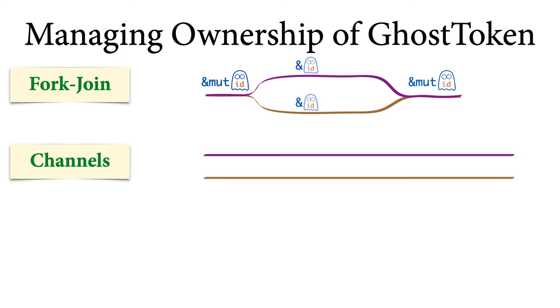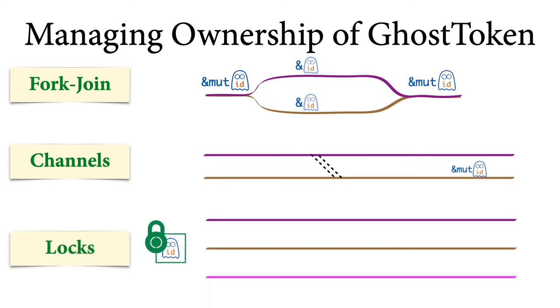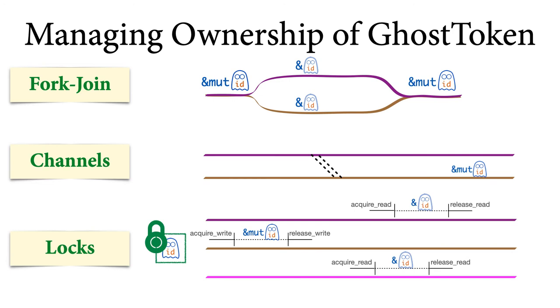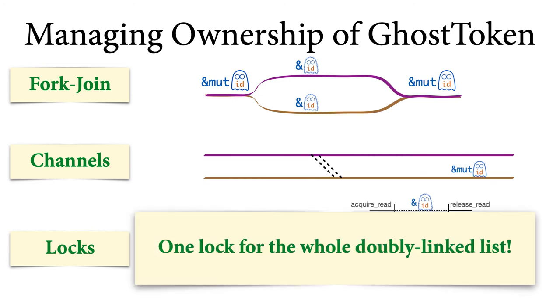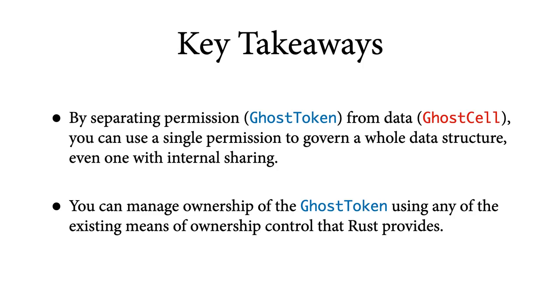You can use channels and message passing to transfer unique ownership of the ghost token directly from one thread to another. You can use locks, like the reader-writer lock we saw earlier in the talk, to synchronize access to the ghost token between multiple threads. But notice here that we're just using a single lock to protect the entire linked list, not one per node. The key takeaways here are that by separating the permission, in other words, the ghost token, from the data, in other words, the ghost cells that it's controlling, we allow you to use a single permission to control a whole data structure, even one with internal sharing, and you can manage ownership of that single permission however you want, using the existing means of ownership control that Rust provides.